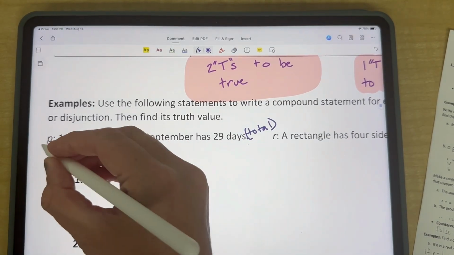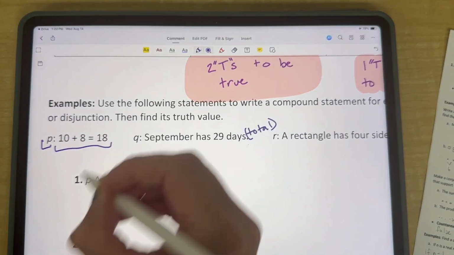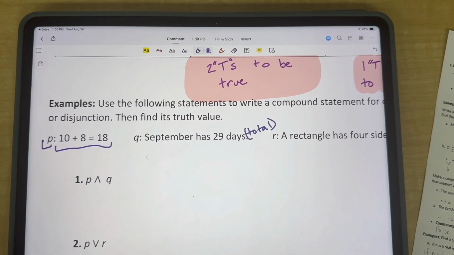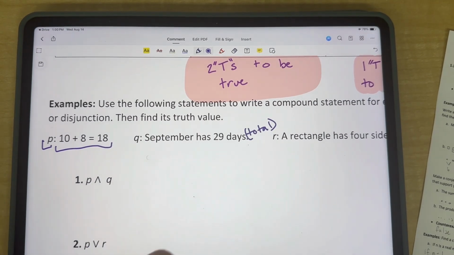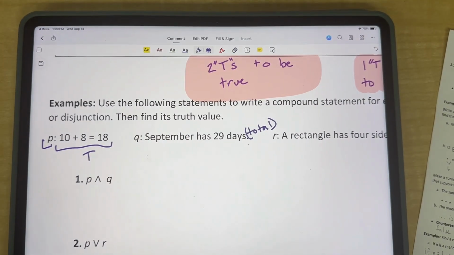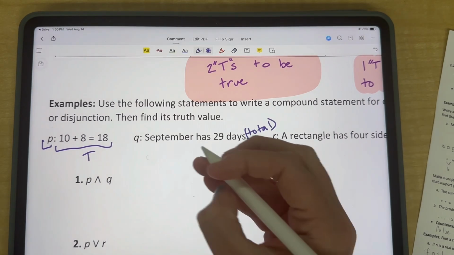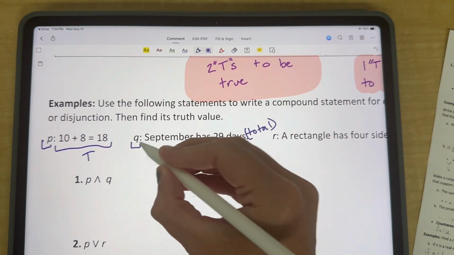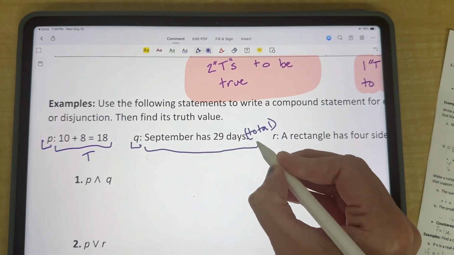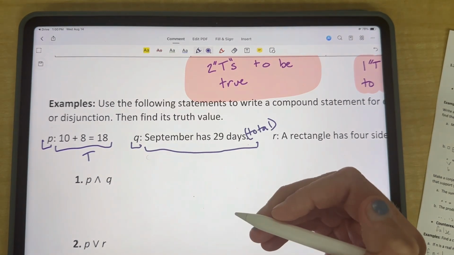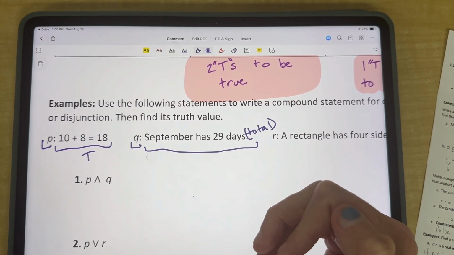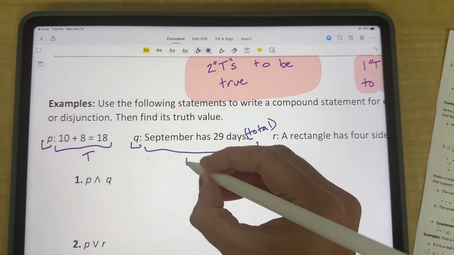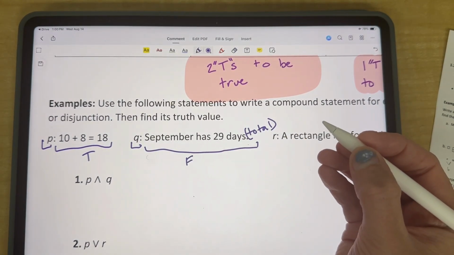So P right here is that 10 plus 8 equals 18. Is that a true or false statement? That is true. Q is September has 29 days total. Again, we're going to add in the total. Is September 29 days total? No, that's false. It has more than 29 days.